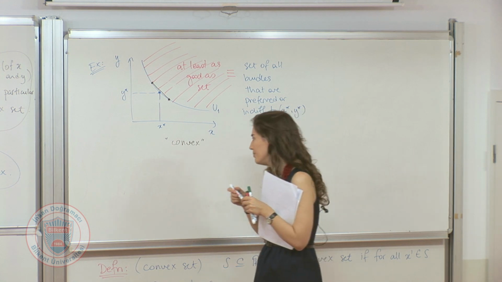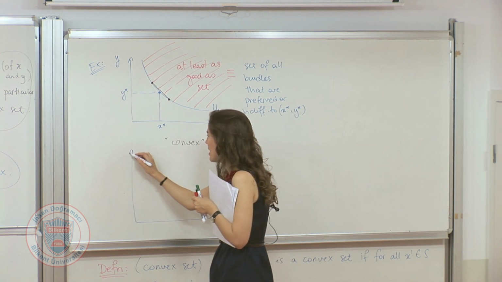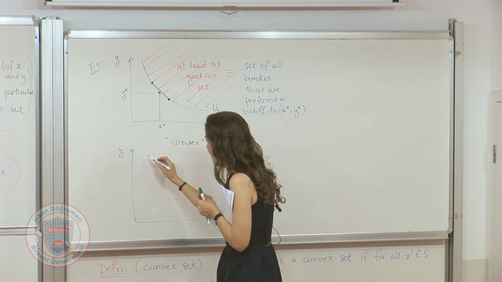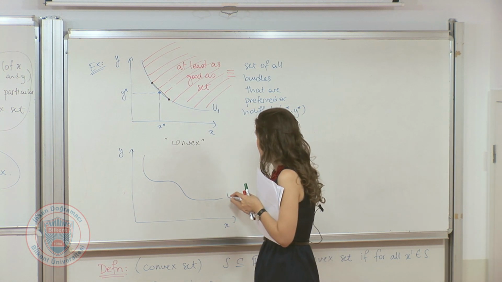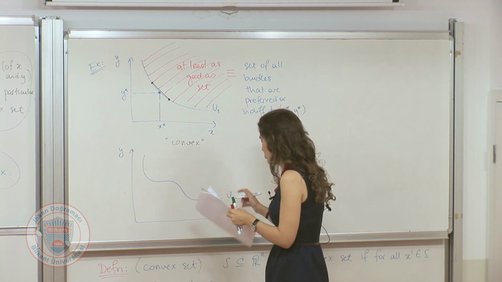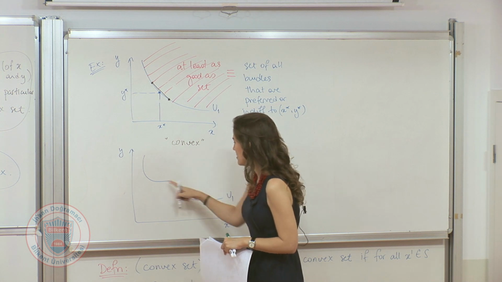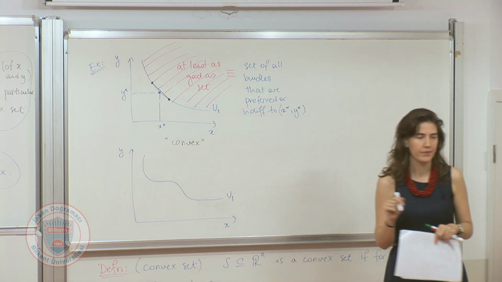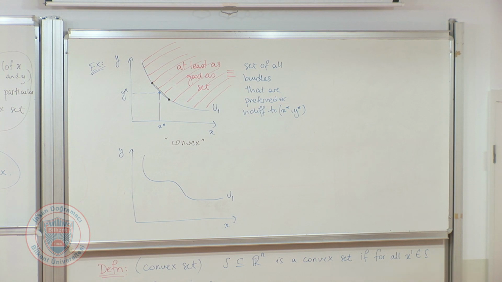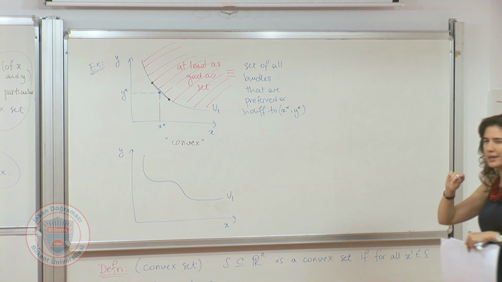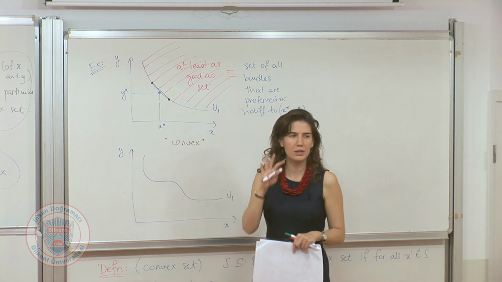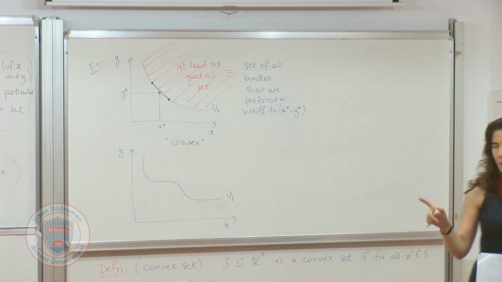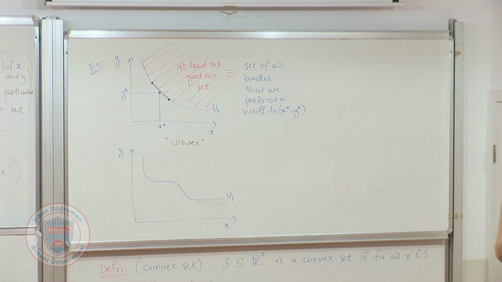Now check this one out. Suppose I have this x, y. I have an indifference curve like this, and let's call this u1. And then suppose I have an indifference curve like this. And by the way, in the previous class, some of you said, hocam, if we have something like this, it's violating more is better. But do you think this is violating more is better?